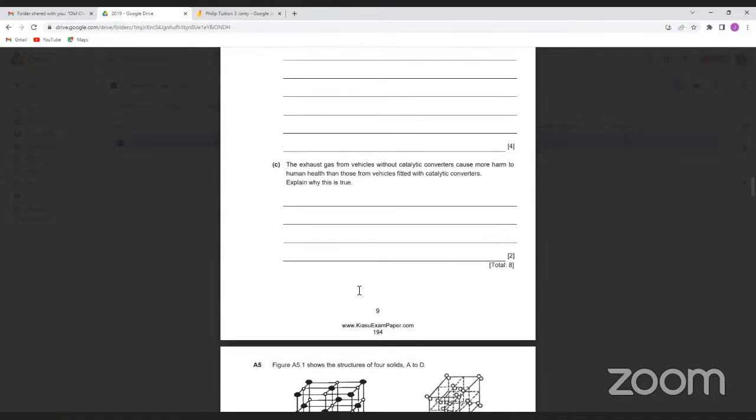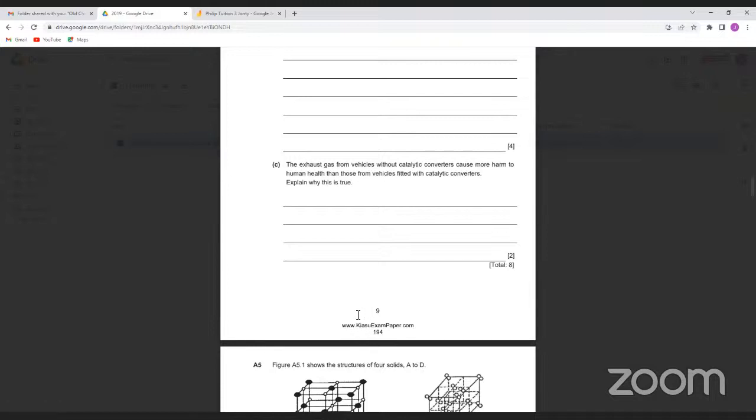Okay, so the last question. Exhaust gas from vehicles without catalytic converters causes more harm to human health than those with. This is true, because a higher amount of carbon monoxide is being produced. Carbon monoxide is bad, like you said just now. It prevents the blood from carrying oxygen.